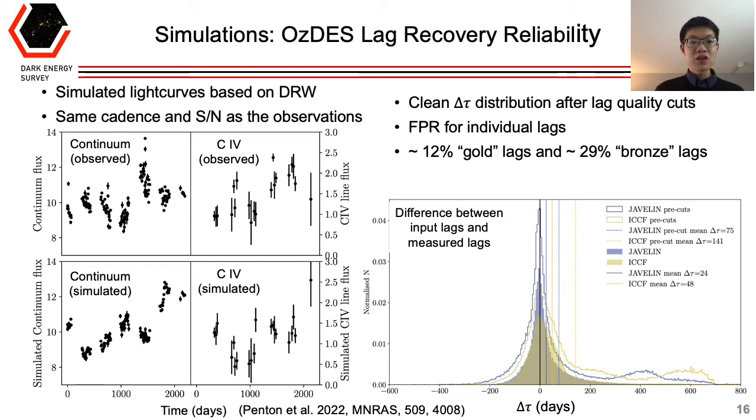The right figure shows the distribution of the difference between the measured lag from the simulated light curves and the input time lag to the simulations. Here we can see a clear distribution around 0, indicating that our lag measurements are generally not biased. Based on this simulation, we define a set of quality cuts of the time lag, and using this simulation, we can also estimate the false positive rate of individual time lag measurements.